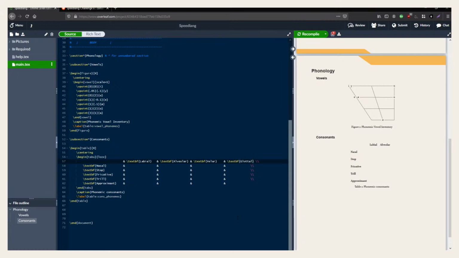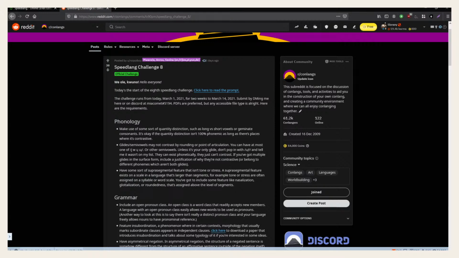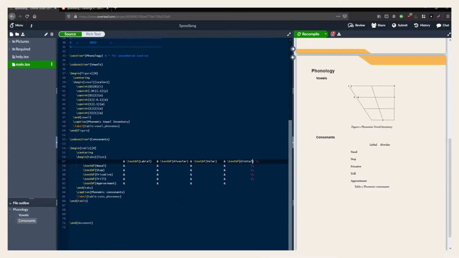What are we doing exactly? The Speedlang challenge by Mike Comet. Okay, so you want double. Okay, so you want that. I am not sure that I want Kpa. I don't know. I mean, as an affricate, yeah, it is quite nice.